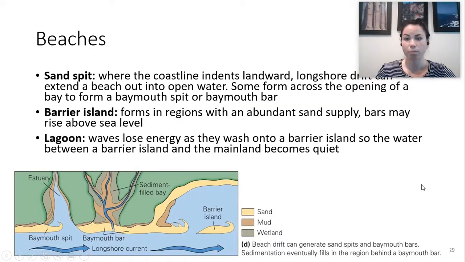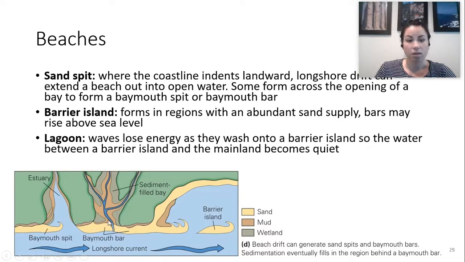So here's some more vocabulary. A sand spit is where the coastline indents landward, and longshore drift can extend a beach out into open water, and some form across the opening of a bay to form a baymouth spit or a baymouth bar. We have things like barrier islands, which form in regions with an abundant sand supply, and bars may rise above the sea level.